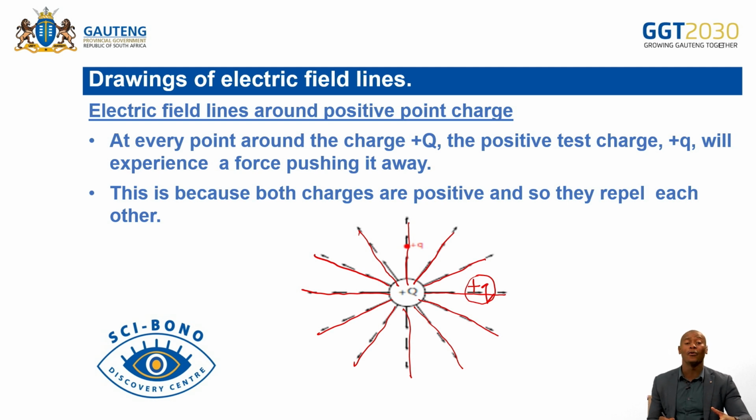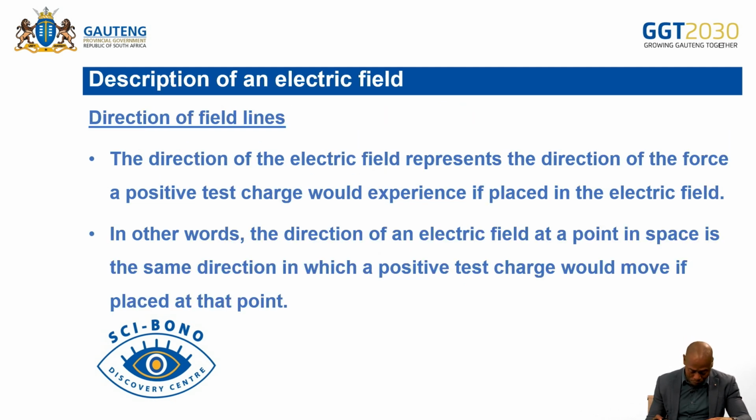Why am I saying it will move away? Because like charges repel. So this positive test charge will move away. As it moves away, we already have the direction of the electric field. Let me go back. How do we determine the direction of the electric field? The direction of the electric field represents the direction of the force a positive test charge will experience if placed in the electric field.